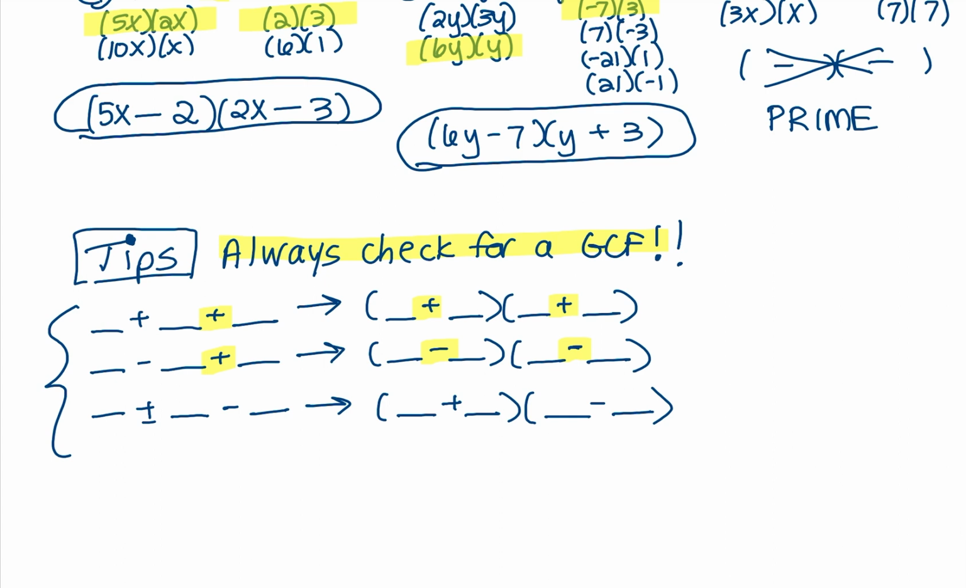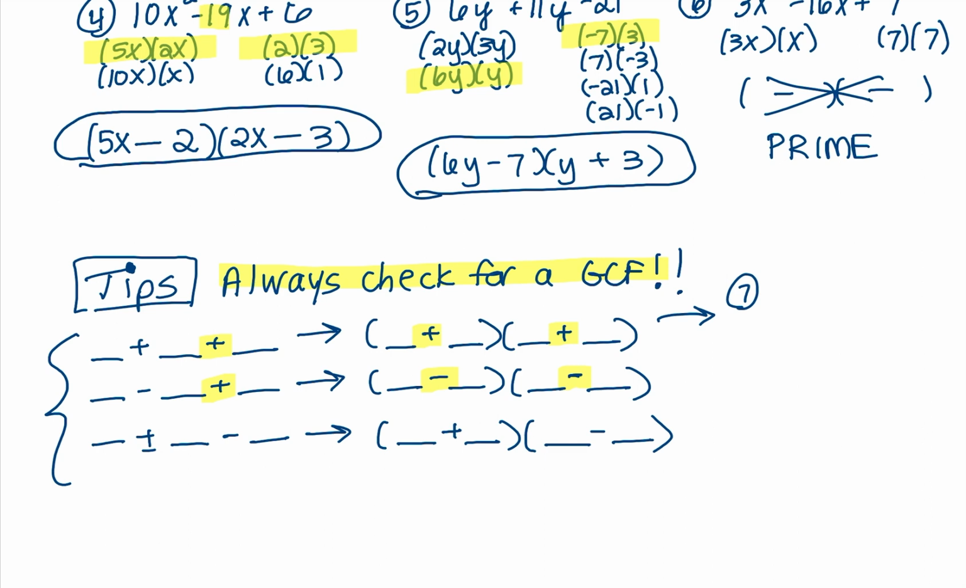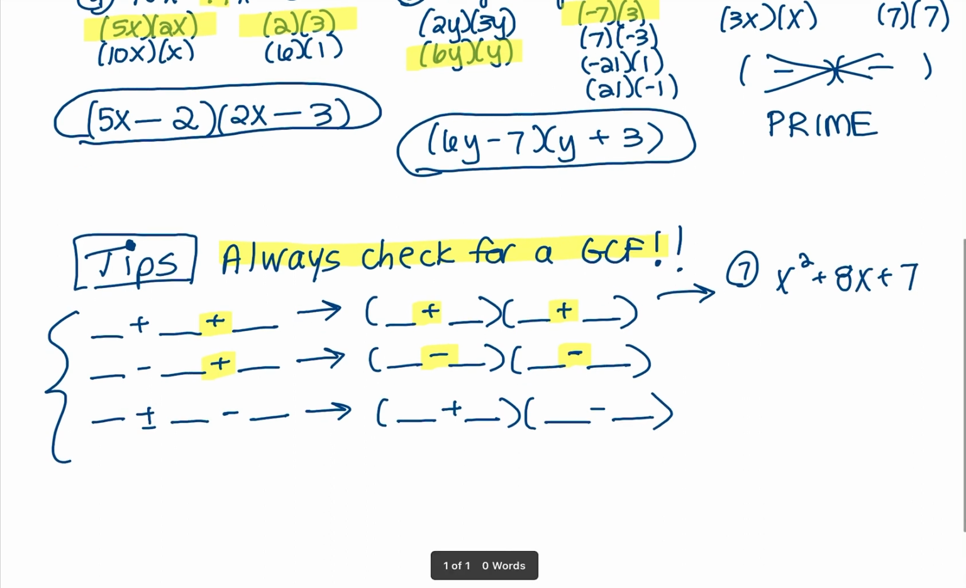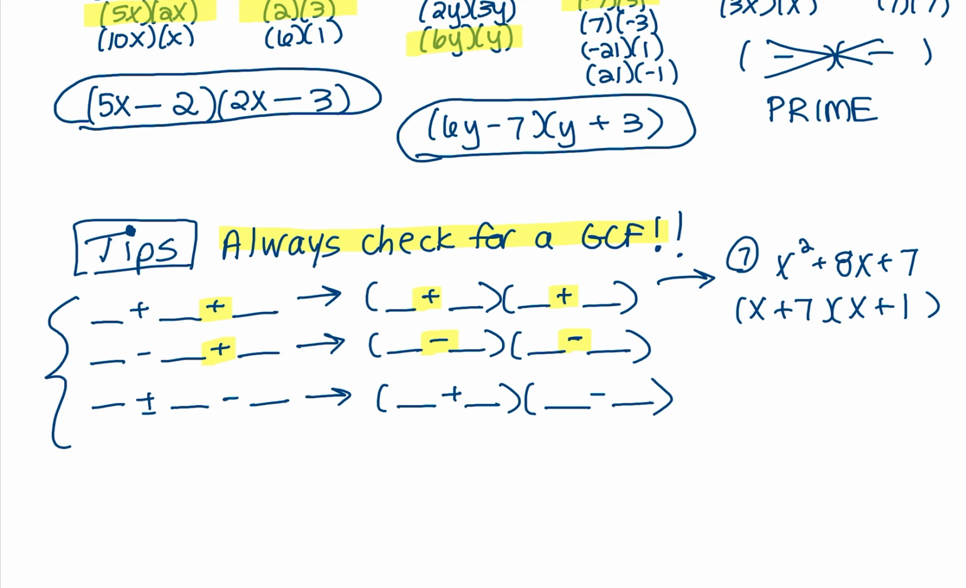The other pattern that we actually didn't talk about, I'll just show you one of these really quick. This would be example 7: let's say you have x squared plus 8x plus 7, and I am factoring that trinomial. Since it's plus, plus, I know in my binomials I'm going to have a plus, plus. So it's going to end up being x plus 7, x plus 1. So when I have a trinomial with plus, plus, my factorization is going to be plus, plus in my binomials.